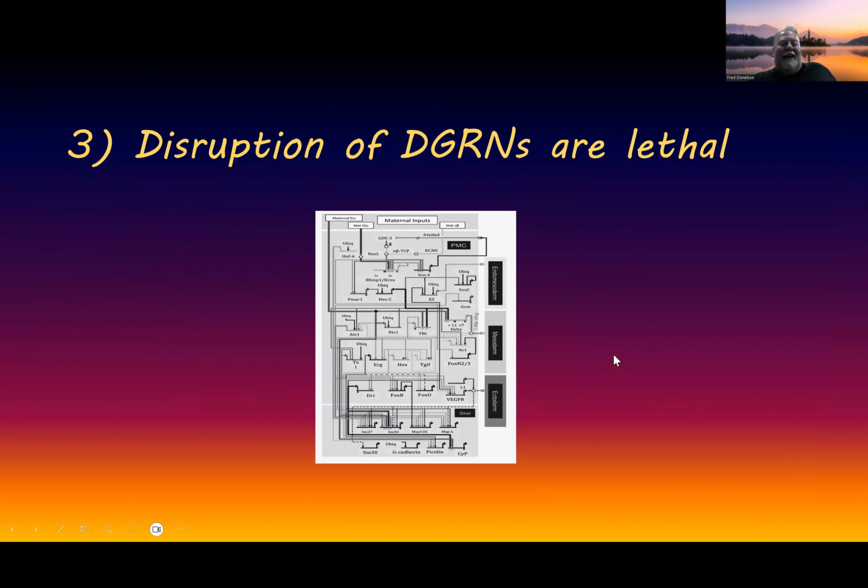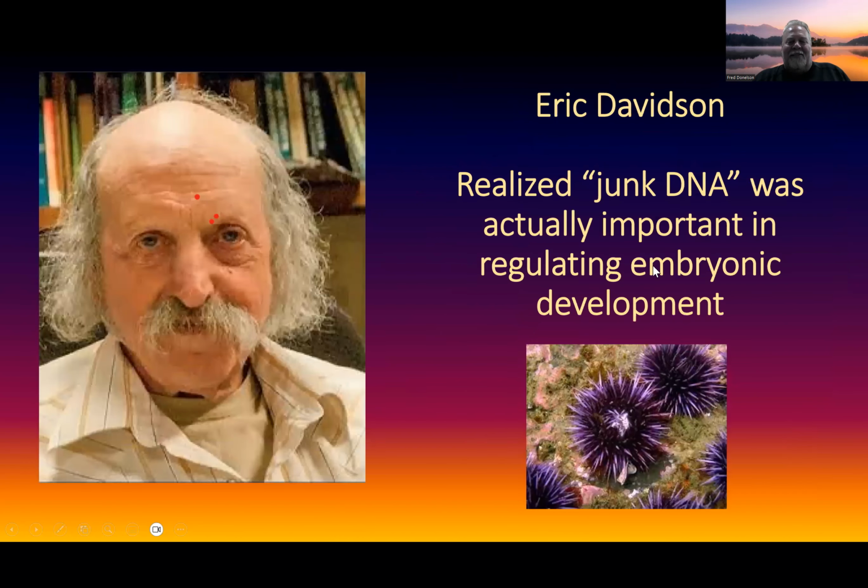Now, the third item here we want to mention is the disruption of DGRNs, and they're lethal. If you disrupt those, they are lethal. You say, well, what in the world are DGRNs? Well, the guy that first came up with this, and really probably was the expert, spent more years, and I think he just died a couple years ago, but he spent more time than almost anybody studying this, was Eric Davidson. And he realized that this junk DNA, there's DNA that for a long time evolutionists have said didn't have any function at all.